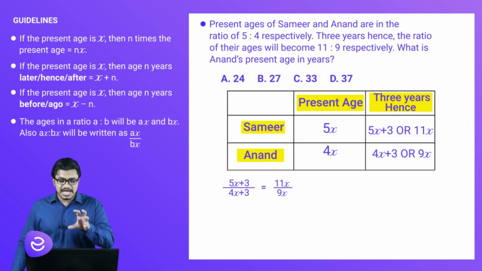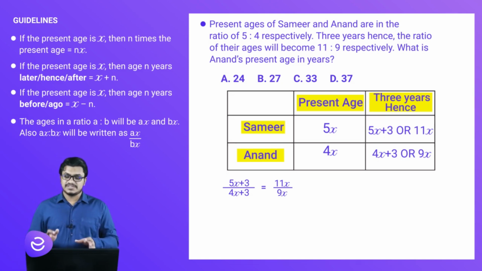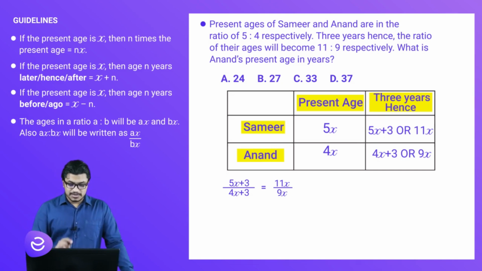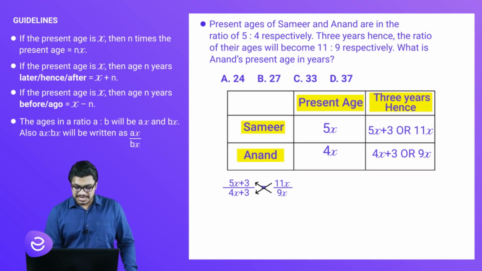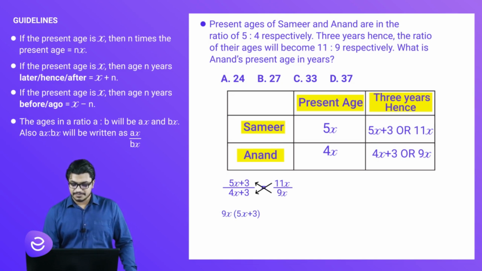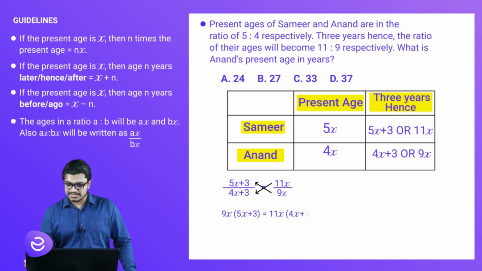So, the equation is 5x plus 3 divided by 4x plus 3 equals 11x by 9x. So, now we have the equation. Now, to solve the equation, it is very simple. We do cross multiplication. So, we will get 9x into 5x plus 3 equals 11x into 4x plus 3.